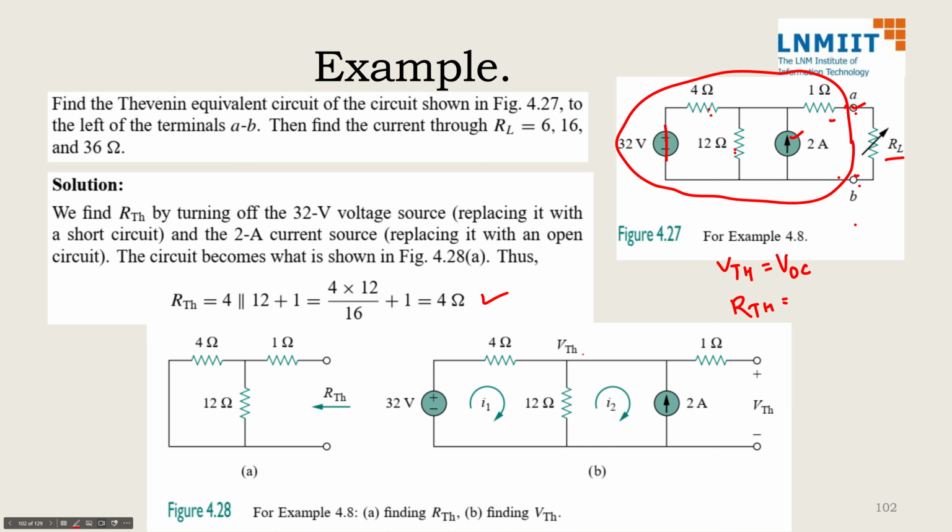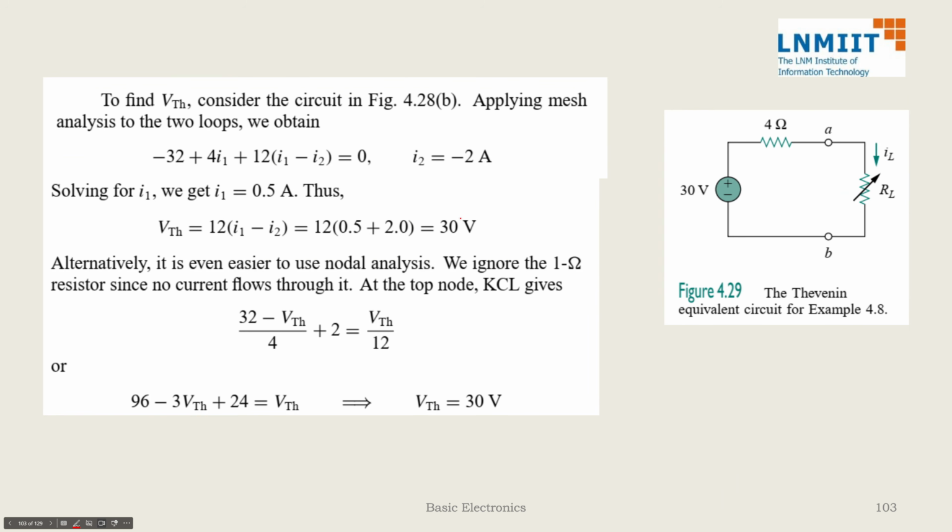When we open circuit the same circuit to find VTH, this is my equivalent circuit, and you can see that no current is going to flow in this 1 ohm resistance, so we can remove it also from the analysis. And now you can use KVL, you can use KCL, you are free to use anything, and that will be our VTH. So once we are able to identify VTH and RTH, then we can say the whole network is replaced with a series combination of VTH and RTH.